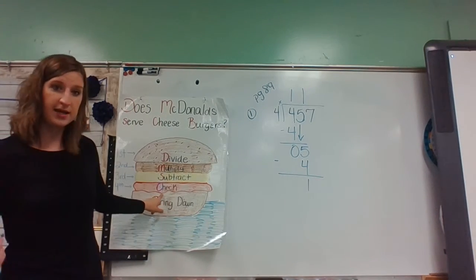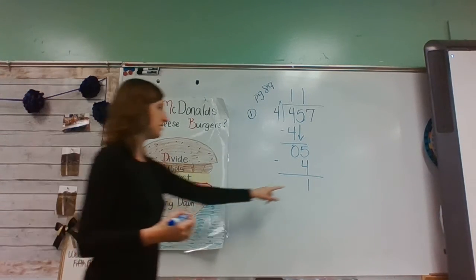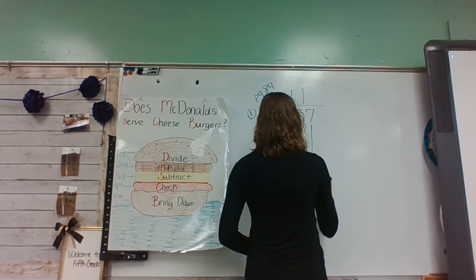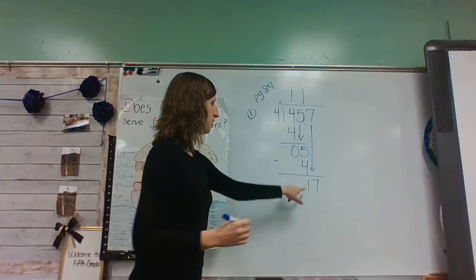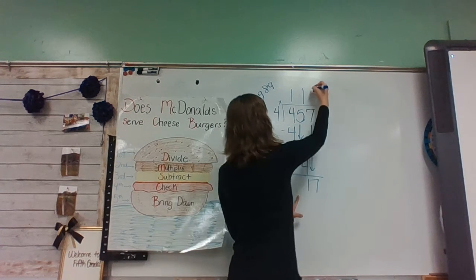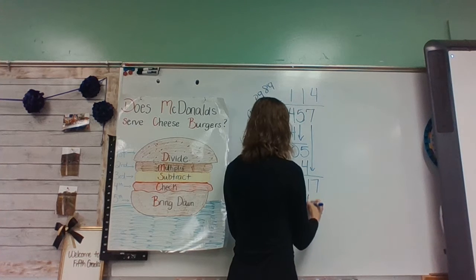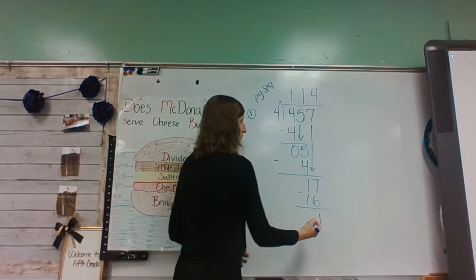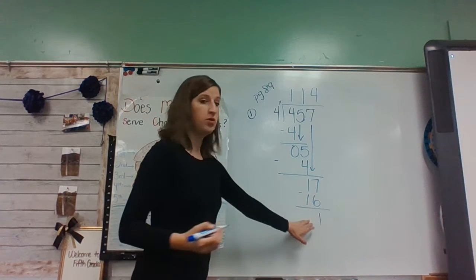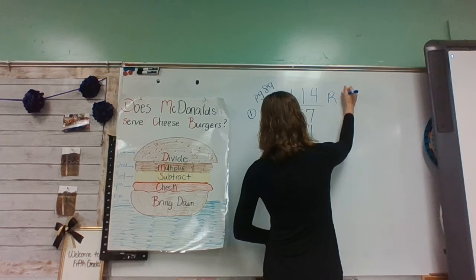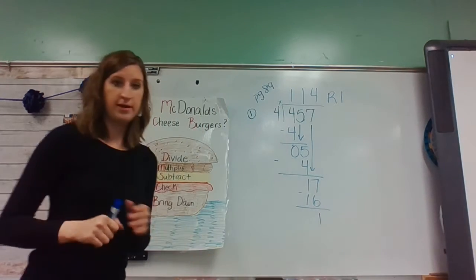Next, I need to double check that this number is not bigger than this one. It is not. Go ahead and bring down. 4 goes into 17 how many times? 4 times. 4 times 4 is 16. I'm going to subtract. I get 1. Can 4 go into 1? No. So that is my remainder. So I'm going to write remainder 1.